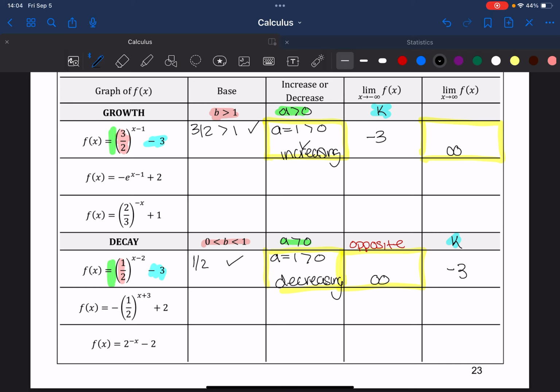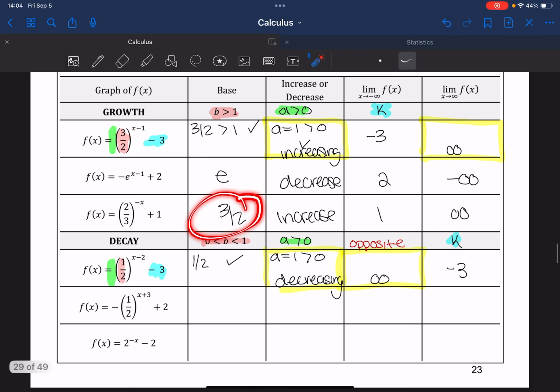Okay, so here I'm just going to fill in the answers. And this is what you should have gotten for each of these. Notice here that it's 3/2 because this is 2/3 to the -x. So technically this is 2/3 to the -1 power, which means we take the reciprocal, so we get 3/2.